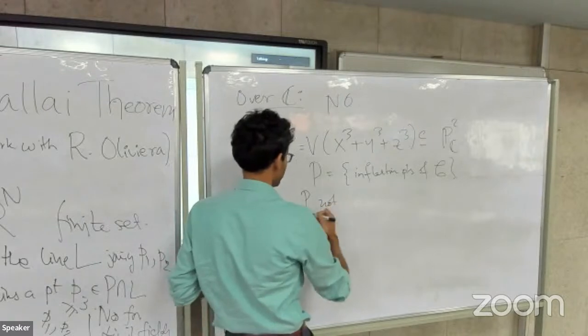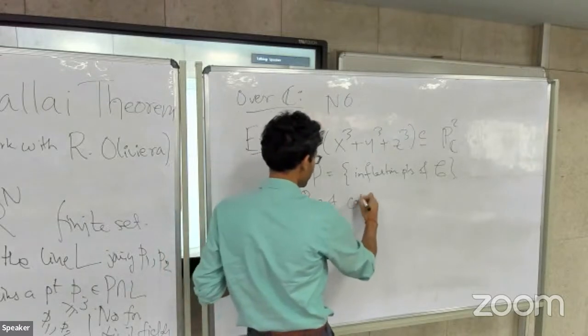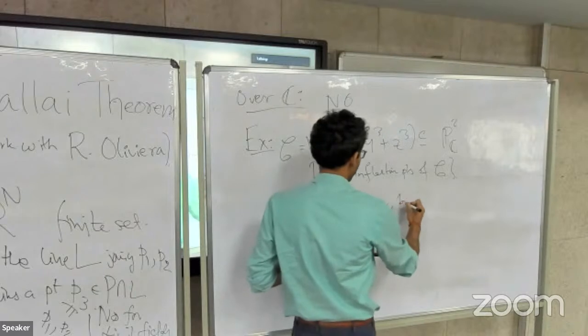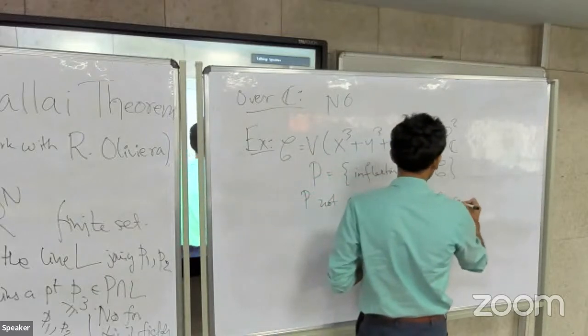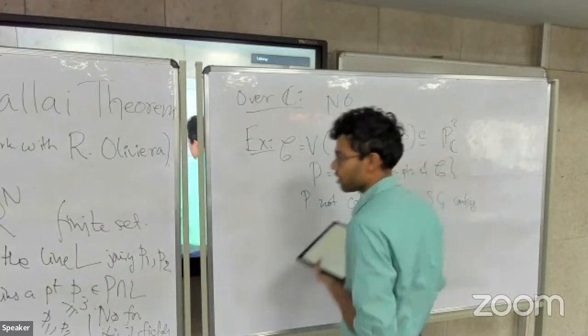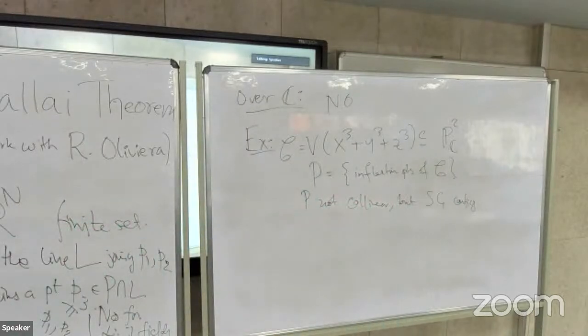So P is not collinear, but it's a Sylvester-Gallai configuration. By that I mean it satisfies this property. It's an SG configuration.